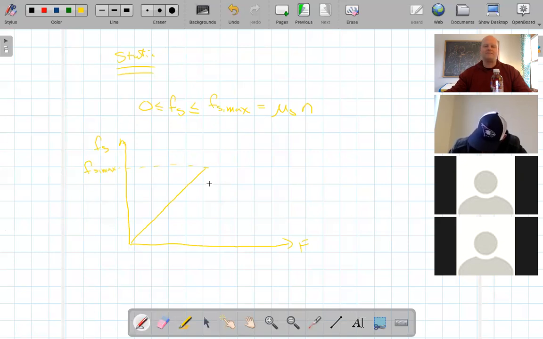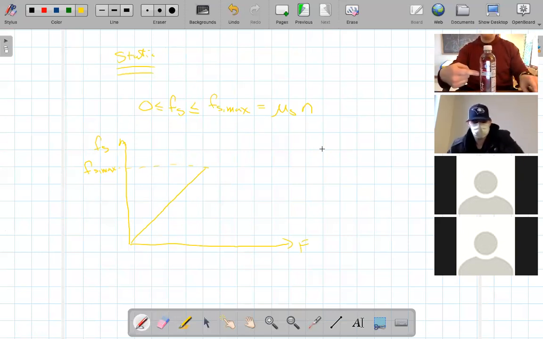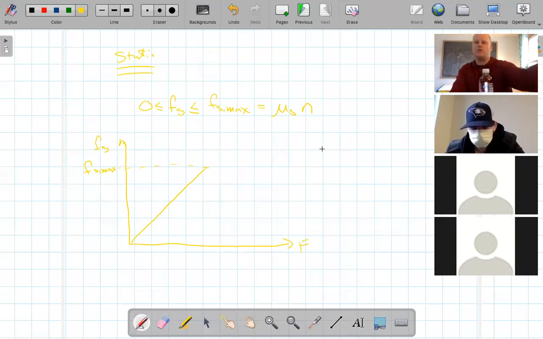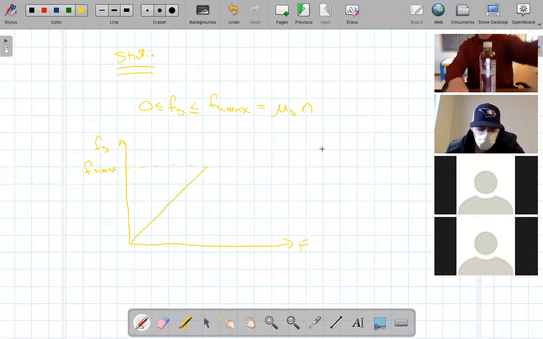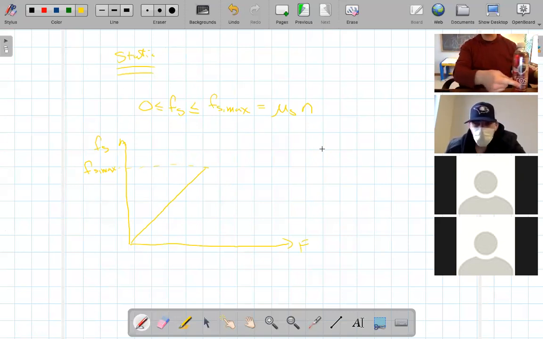F sub S maximum. So that means as I'm pushing on my water bottle here, if I put a little bit of force on it, the static friction is only a little bit. I put a little more force on it, the static friction becomes bigger. It's in the opposite direction at which I'm pushing, where the magnitude is exactly equal to that of the force at which I'm pushing on it, until eventually I push it hard enough that it starts moving across the table.